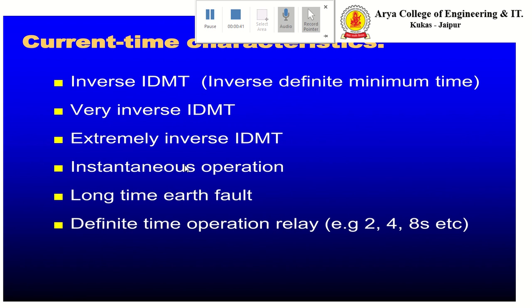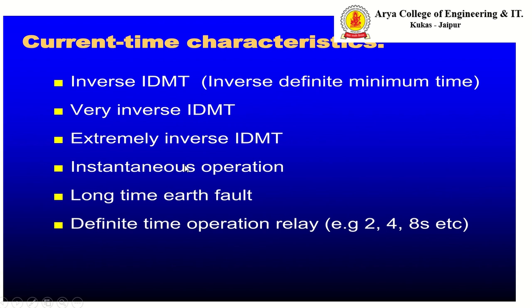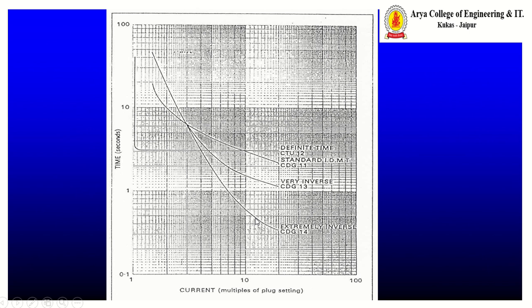Now, current time characteristics are very important. These are the different overcurrent relays: inverse IDMT, very inverse IDMT, extremely inverse, instantaneous operation, long time earth fault, and definite time operating relays. All these are classified with time specific qualities.